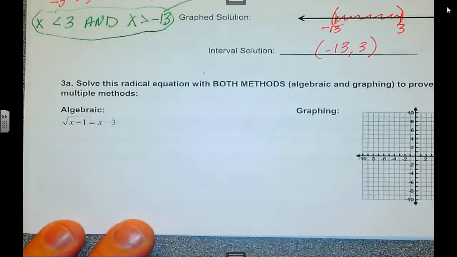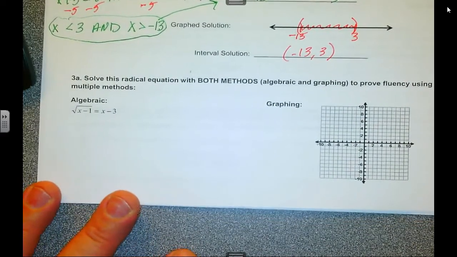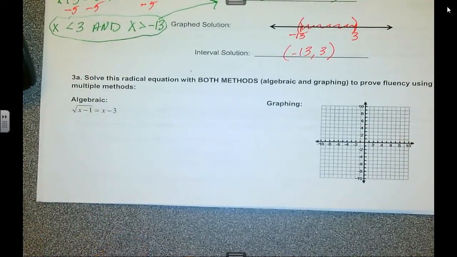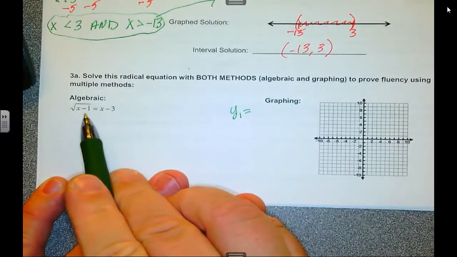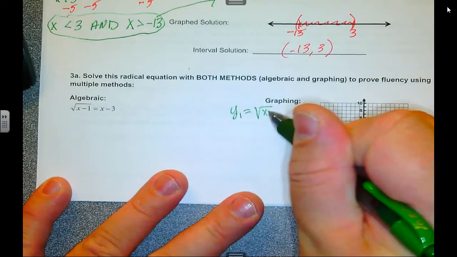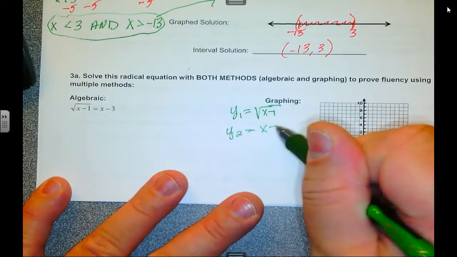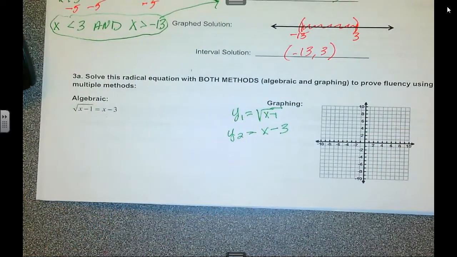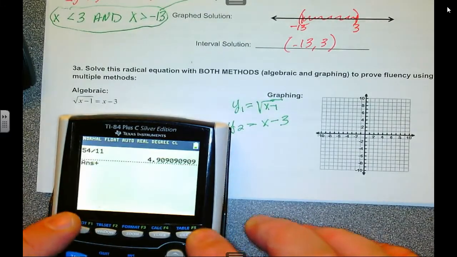Okay, next one. Solve algebraically. By the way, when you get a choice to solve graphing or algebraically, do the graphing one first. Do the graphing one first. Okay. So my y1 is going to be the square root of x minus 1. My y2 is going to be x minus 3. By the way, you should be able to do x minus 3 without a calculator. Put them in your handy-dandy calculators.